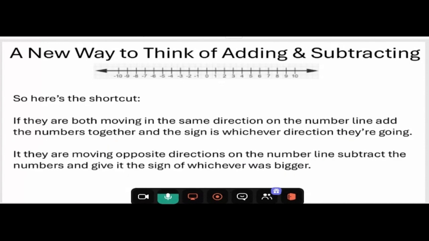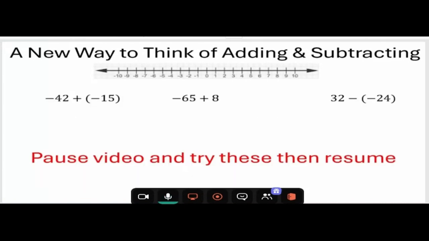So yeah, and here I've summarized that shortcut. If they're both moving in the same direction on the number line, you add the numbers, and then whichever direction they're going, left or right, makes it negative or positive. If they're moving in opposite directions on the number line, subtract the numbers and give it the sign of the bigger one that is controlling, that it went further in that direction.